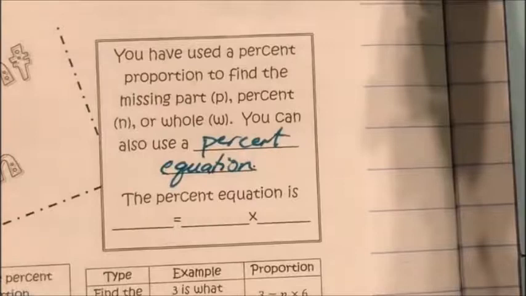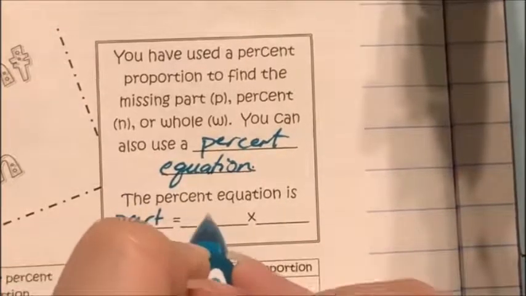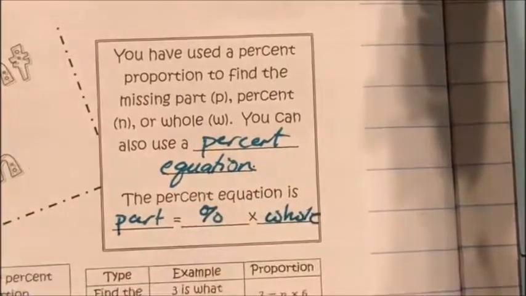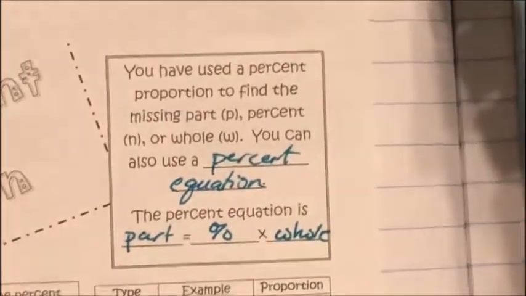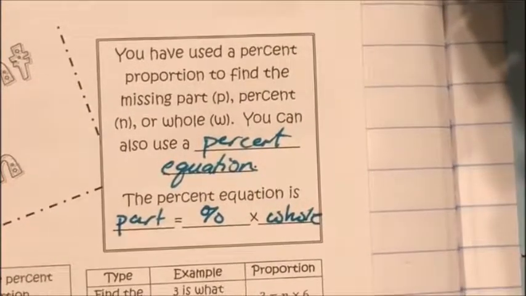Okay, the percent equation is blank equals blank times blank. So the percent equation is part equals percent times whole. We kind of talked about that a little bit when we were looking at is over of. Remember? So is, same type of thing here. You can still use those keywords to determine what is a part and what is a whole.